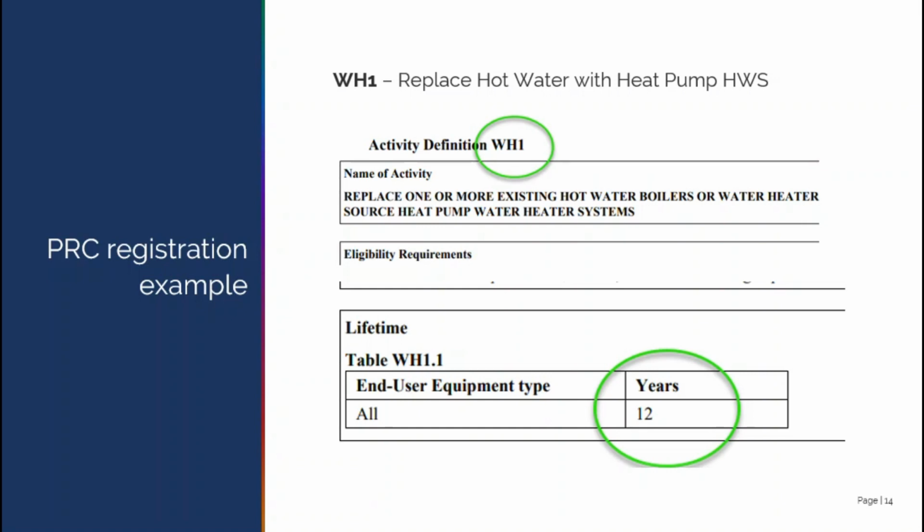Here we're using the activity definition WH1, replacing a hot water heater with a heat pump hot water system. If we scroll down to the bottom of the WH1 activity, we get a lifetime of 12 years. And I'll now hand over to Alfredo, who'll show you how to do those registrations in Tessa using this example.